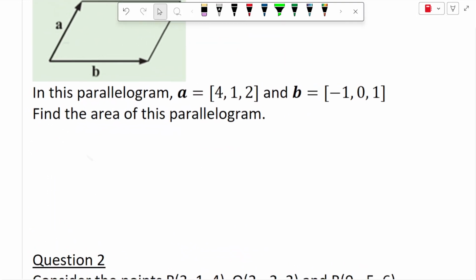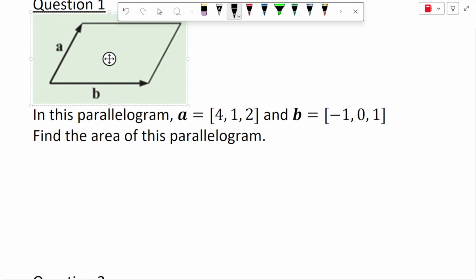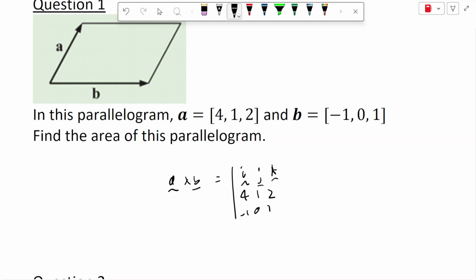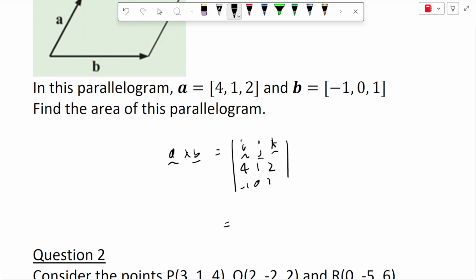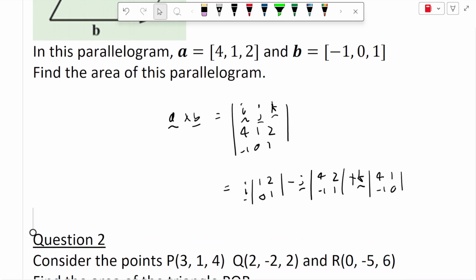So A and B. You've got A cross B, without modulus quite yet, is i, j, k. And then you've got to put the two vectors over each other. 4 1 2, minus 1 0 1. Then that becomes i lots of 1 2 0 1, take j lots of 4 2 minus 1 1, plus k lots of 4 1 minus 1 0. Wonderful. Just work out those determinants pretty much.